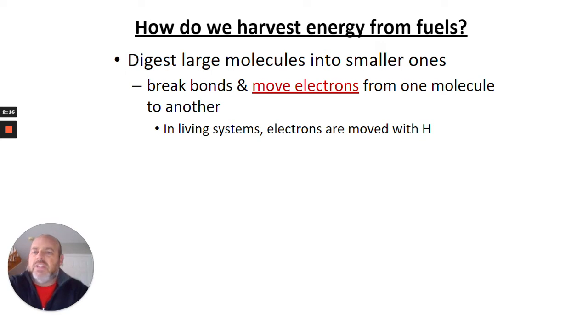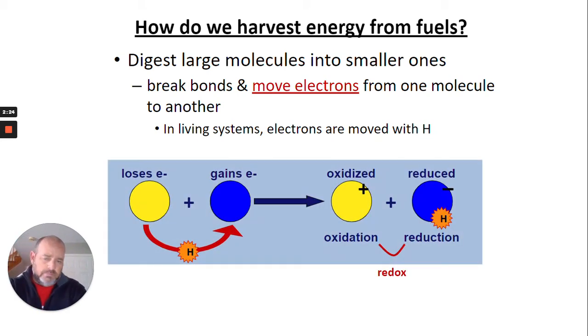So how do we harvest energy from fuels, right? So we break bonds and move electrons from one to another. And if you want to know where electrons are moving, follow the hydrogens, okay, at least in equations. If you look at this box here, and yes, we're going to talk about some redox reactions, so you might have some nightmares from your chemistry days.